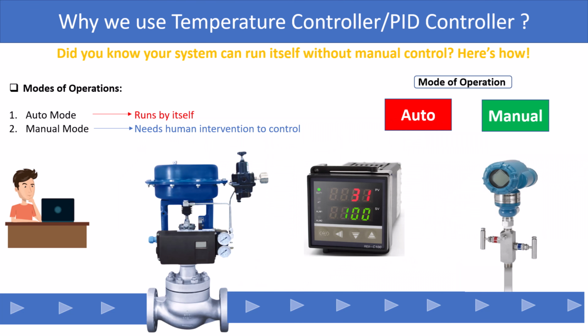Did you know your system can run itself without manual control? Today, I'm sharing my practical experience on how to automate any process in just a few simple steps. Whether you're in manufacturing, power plants, or any industry, this method works everywhere. No more constant manual adjustments, just set it up and let it run automatically. Stay with me till the end, and I'll show you how you can implement this easily.